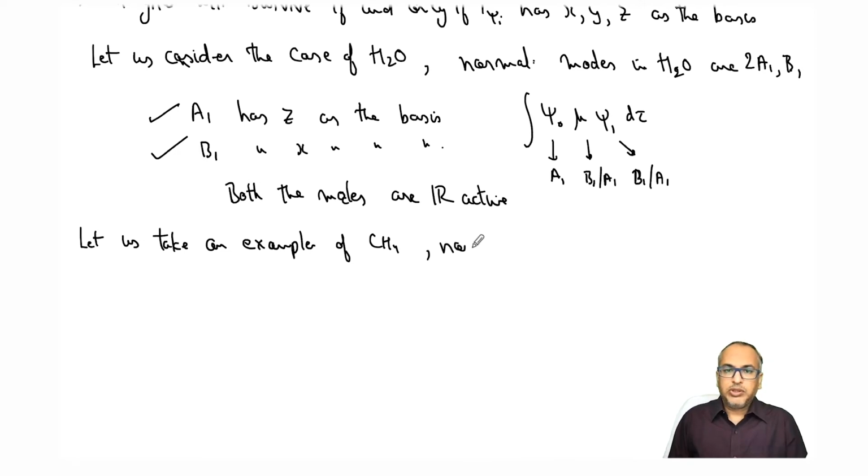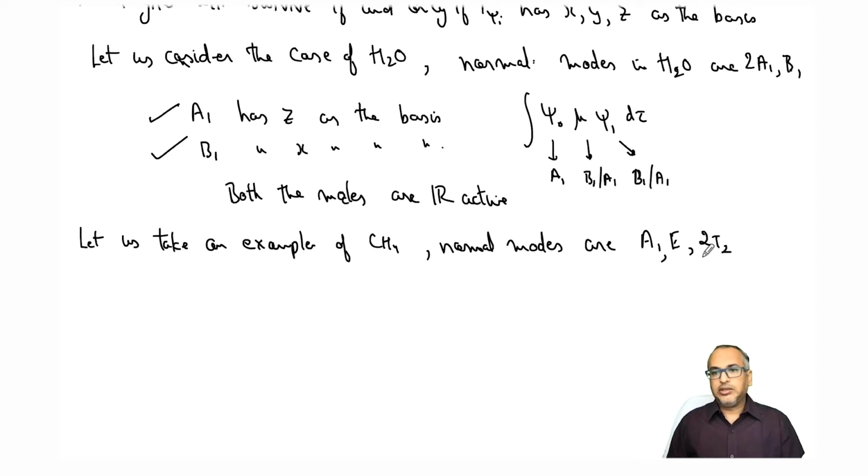So the normal modes, we have not done this case, we have not calculated in this class, but I would suggest you do it as a home assignment. So normal modes are A1, E and 2T2. Okay, so these are the normal modes which we got.